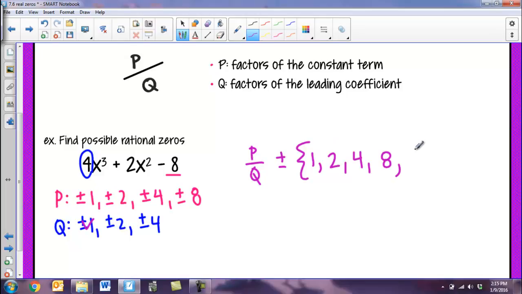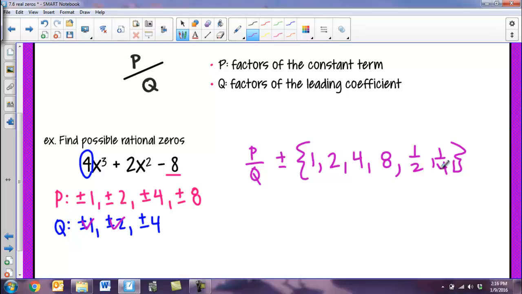So now I also have 1 over 2. Sorry, I totally missed that one. 1 over 2, 2 over 2. 4 over 2 is going to be 2 again. And 8 over 2 is 4. So again, you're going to have ones that are going to repeat on you. Then I finally take that last q down here. So I'm going to have 1 over 4. Don't have that one yet. 2 over 4 is 1/2. I already have that one. 4 over 4 is 1. 8 over 4 is 2. And I am done.